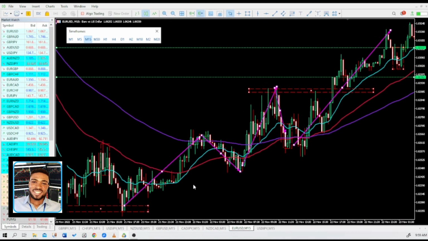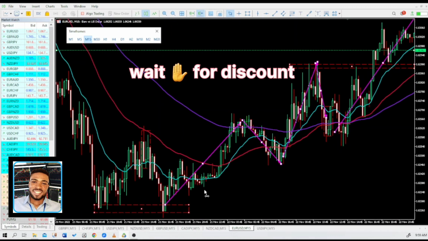Okay, if you know that this is not where you're supposed to buy, or this is where you're going to put your stop loss, it's going to be very dangerous. Wait for the market to retrace back a little. Always wait for the market to give you a very better entry.